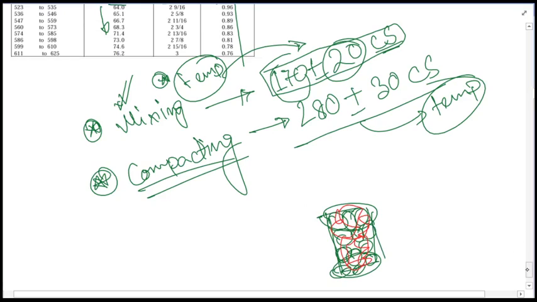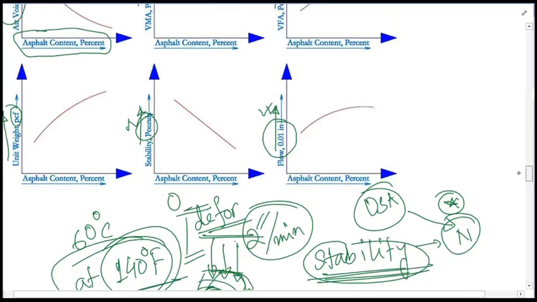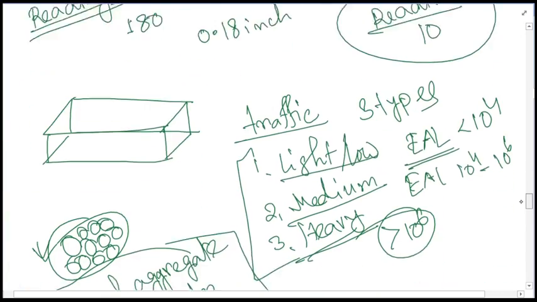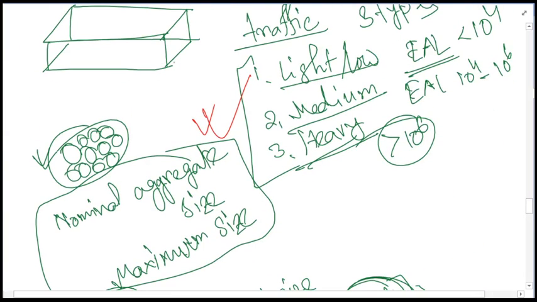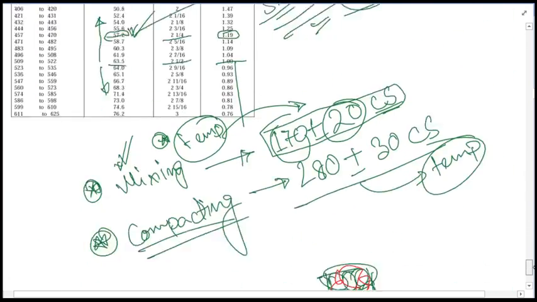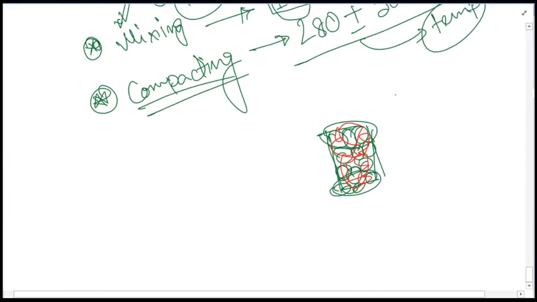For this, as we have discussed, there will be three types of traffic. The guideline says that for light traffic we will be applying 35 blows in each layer, each side, for medium 50, and for heavy 75 blows on each side you will have to apply. So whether heavy, medium or light traffic is required for this. While compacting, the temperature will be the one corresponding to this viscosity, and for mixing, corresponding to this viscosity, you will have to maintain it.